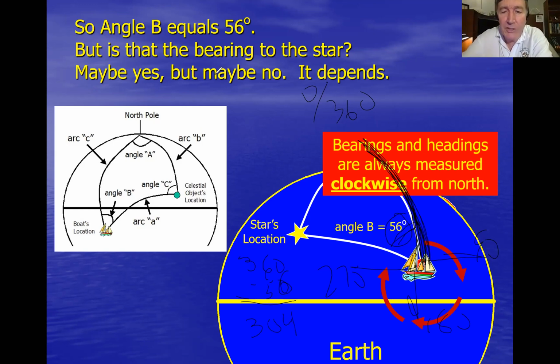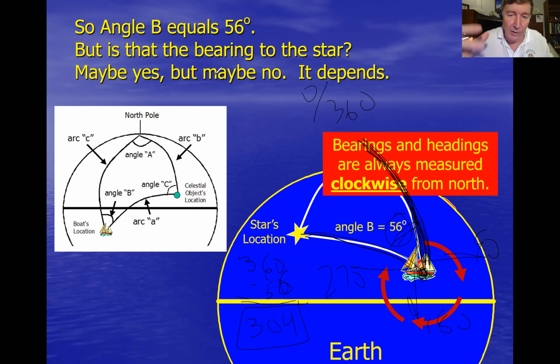So that tells us that the heading we would want to take, if we wanted to sail directly from where we are to where the GP of the star is, is a heading of 304, and that would take us to the star. Okay, so now we know where the star is, and we know that we're closer to the star than we thought we were.